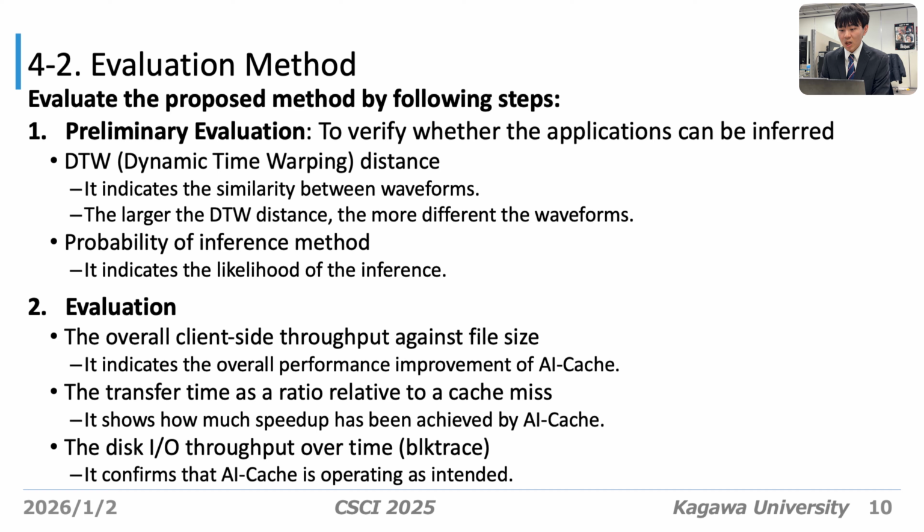Second, we evaluate the cache effectiveness compared to the no read-ahead case. We use two metrics. First, the overall client-side throughput against file size, which indicates the overall performance improvement of AI cache. Second, the transfer time as a ratio relative to the cache miss, which shows how much speedup has been achieved by AI cache. In addition, we measure the disk I/O throughput over time to confirm that AI cache was operating as intended.